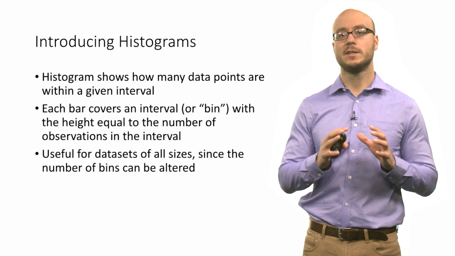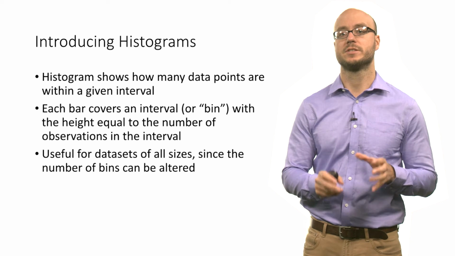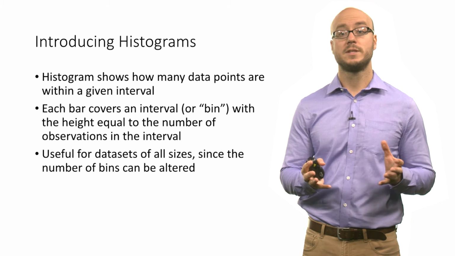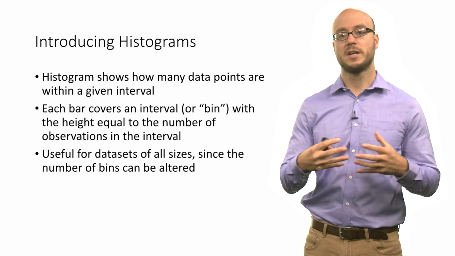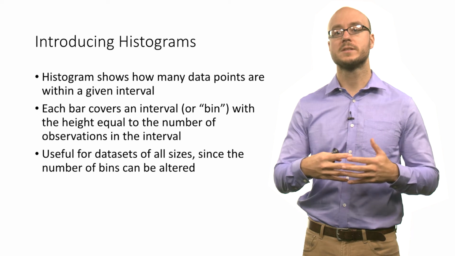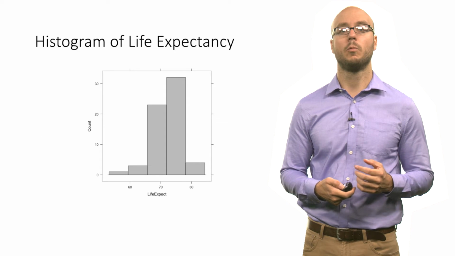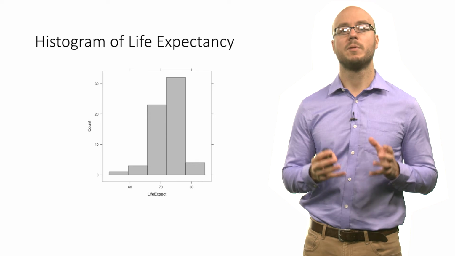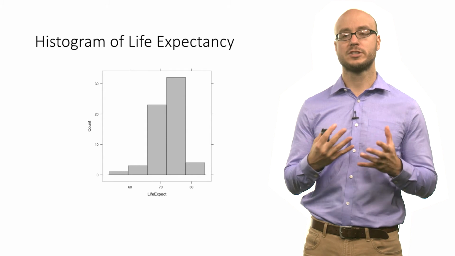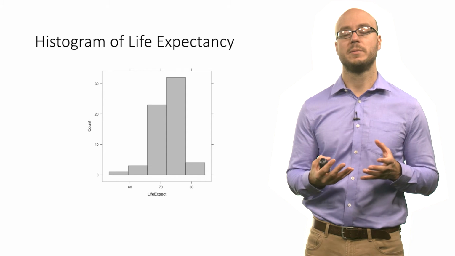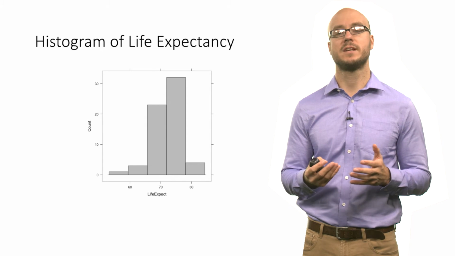So a histogram is very commonly used because since you're not plotting all the observations, all the data points, it works with data sets of all sizes, from a very small data set to a very large data set. And that's because you can alter the number of bins depending on the granularity of the visualization that you want. So here's a histogram of life expectancy in our data set. You can see that it looks similar to the dot plot or to the stem and leaf plot in the sense that you see a lot of observations in the upper 60s and lower 70s.